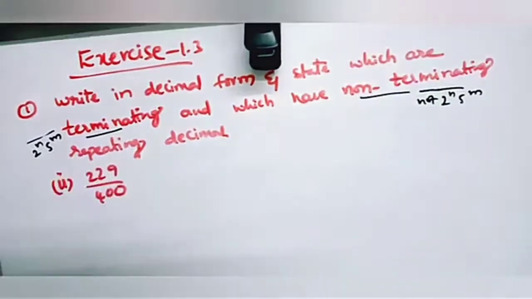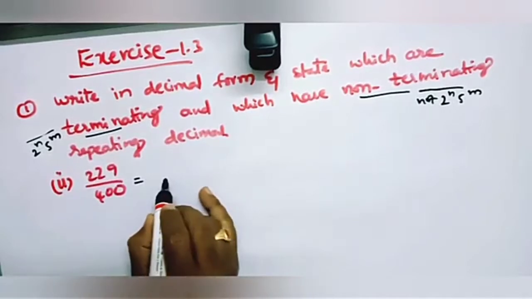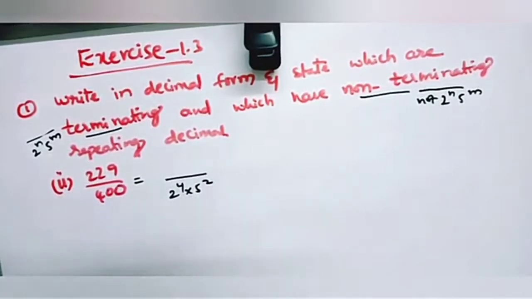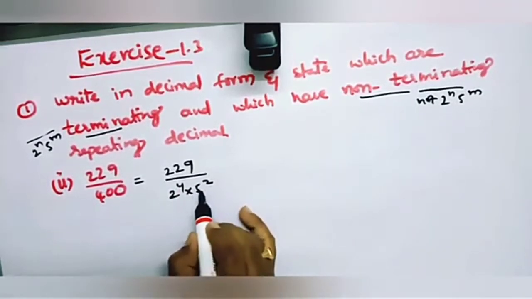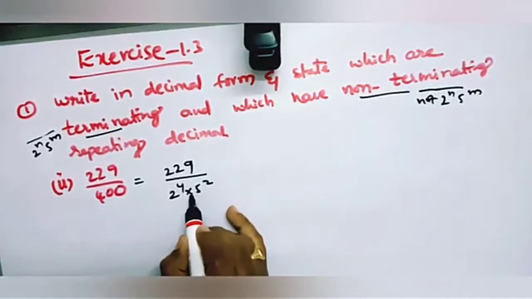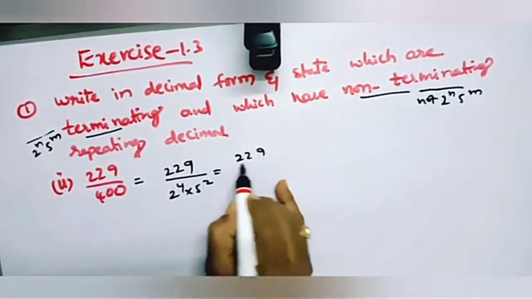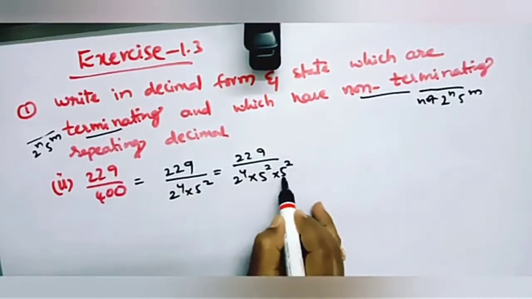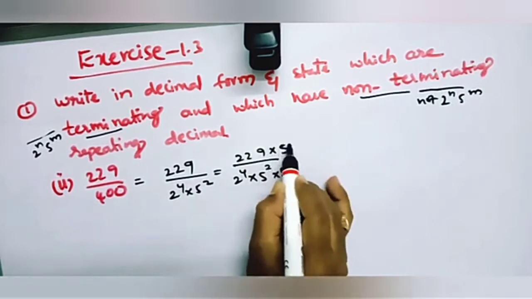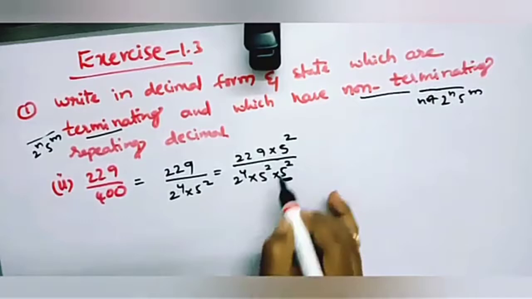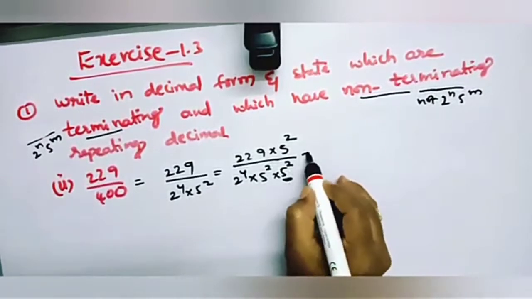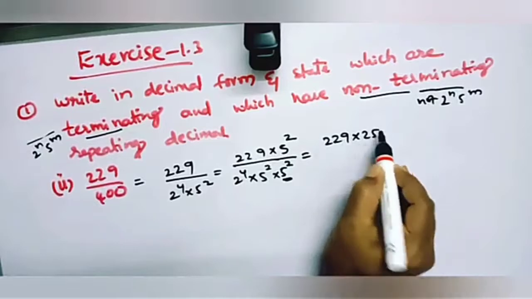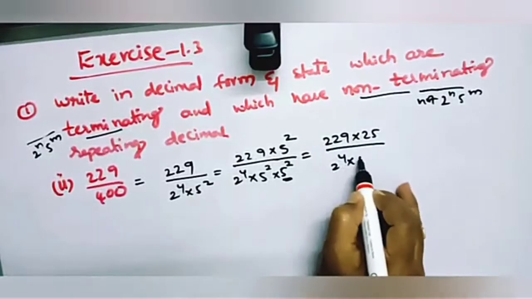Next one is 229 by 400. So 400 you should write as 2 power 4 into 5 power square. The numerator we have is 229. Here we see 2 power 4 and 5 power square, so they are not equal. So next you should take 2 power 4 into, we need 5 to the power of 4, so you should add one more 5 square here. I am adding 5 square here, so your numerator should also be multiplied with 5 square. Then you will get 229 into 25 by 2 power 4 into 5 to the power of 4.